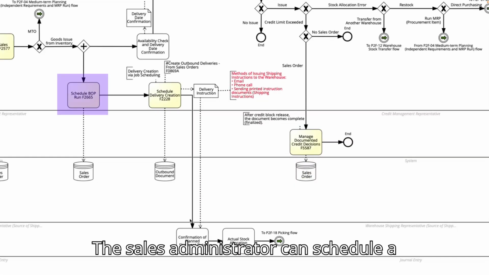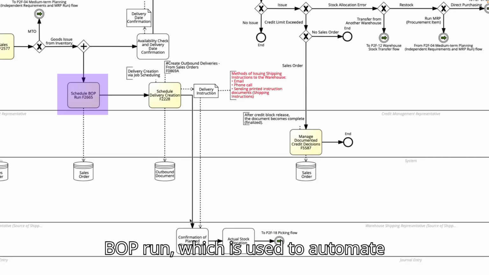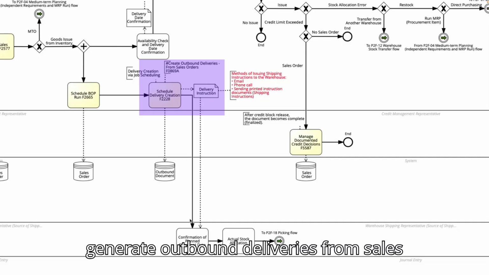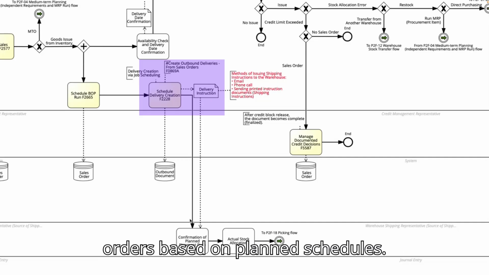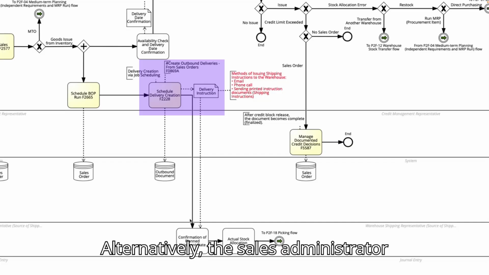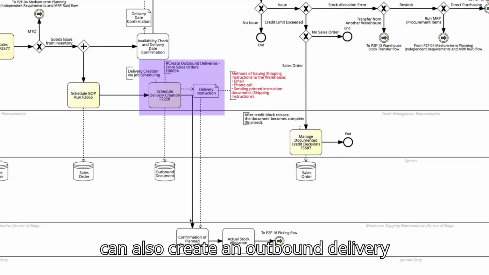The sales administrator can schedule a BOP run, which is used to automate backorder processing at a regular interval. After that, the sales administrator can use the scheduled delivery creation to automatically generate outbound deliveries from sales orders based on planned schedules. Alternatively, the sales administrator can also create an outbound delivery manually using the Create Outbound Deliveries app.